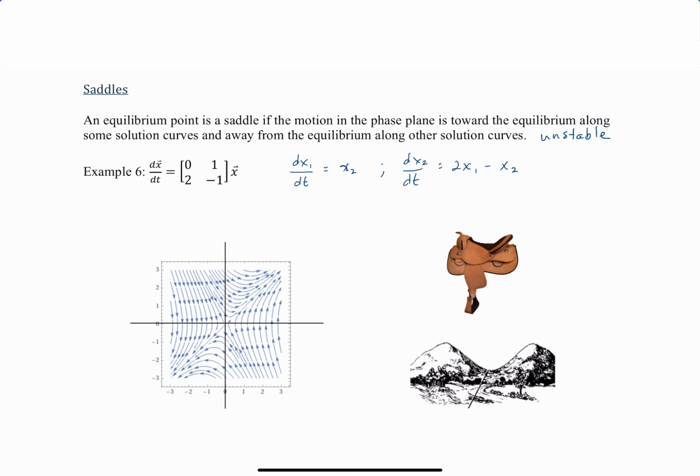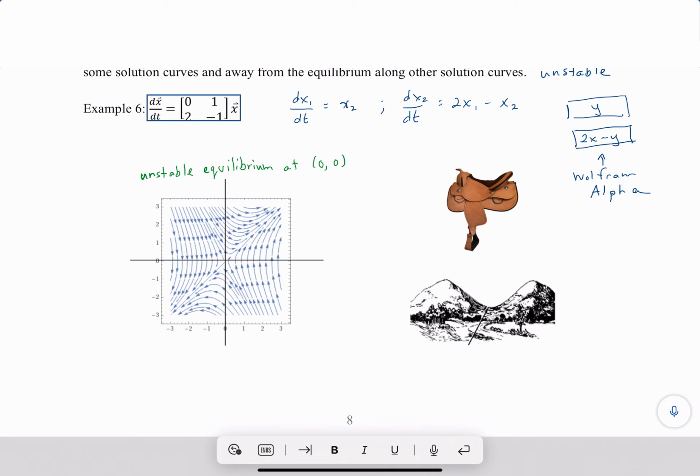For the first equation, in the box over at Wolfram Alpha, I entered just a y. And for the second equation, in the box over at Wolfram Alpha, I entered 2x minus y. Again, this is just what you're going to enter at Wolfram Alpha, and I showed you how to find that in an earlier video in this series. So we already said this was unstable, because it's a saddle, an unstable equilibrium at 0, 0. But let's look closer.